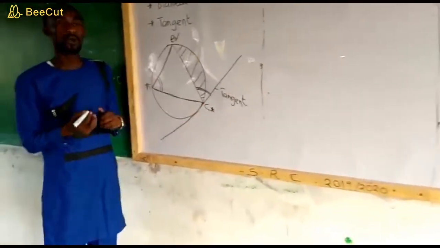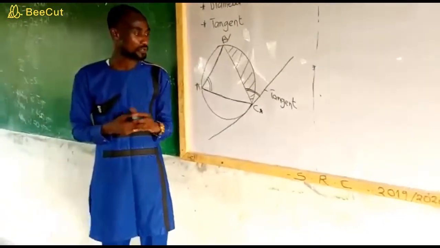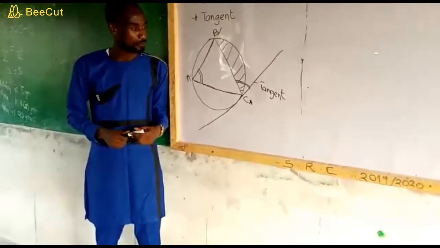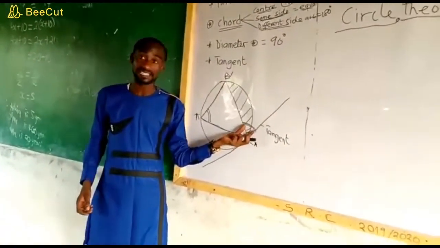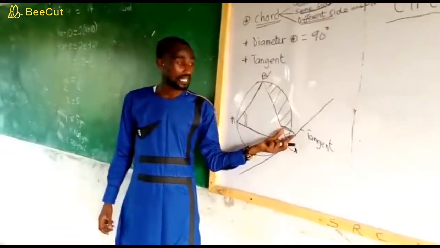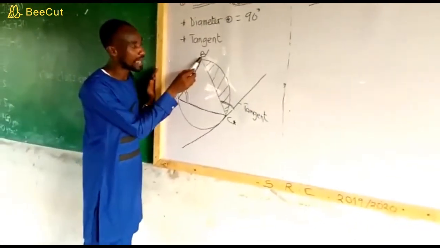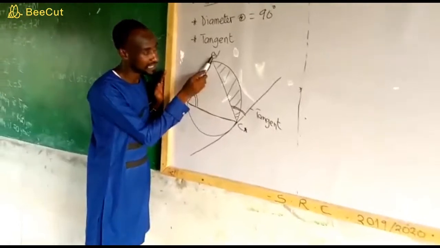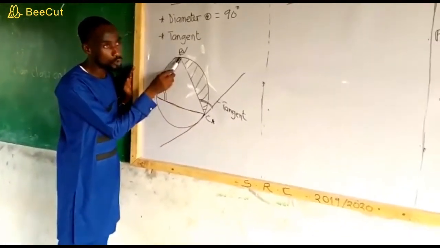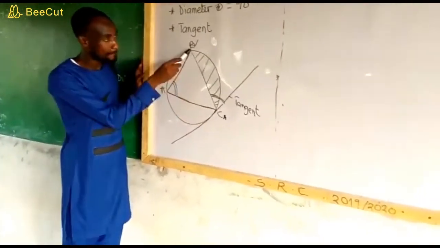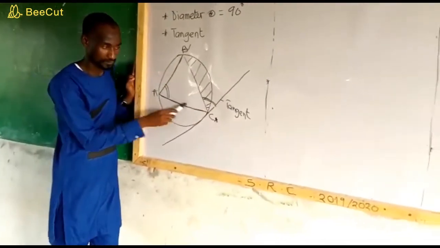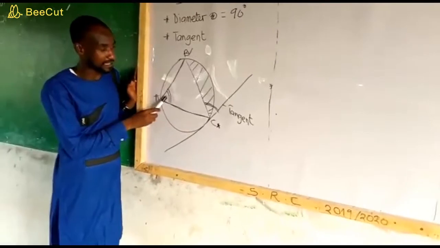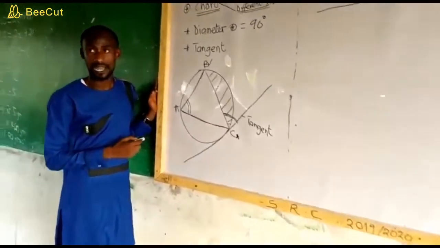So for you to be able to identify the relationship between them, the first thing you are supposed to do is identify the chord that meets the tangent to form the angle. Then you start at one of the letters, but don't go straight to the other letter. Change the direction. That angle is equal to that angle.